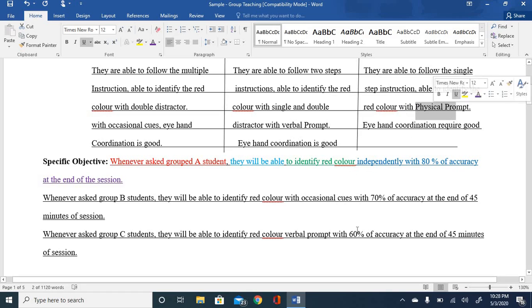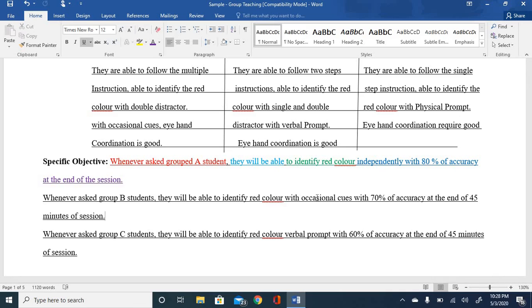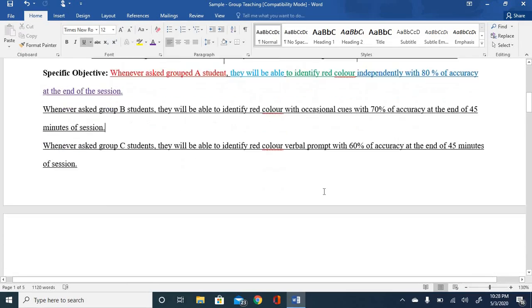Then here physical prompt, then my expectation becomes verbal prompt. So I will be changing the percentage of my accuracy criteria in each group. So this is my expectation. This is how expectation looks like. So this will be my expectation, and I will be expecting to achieve this, so that I will be evaluating later, after my class. We will see that down.